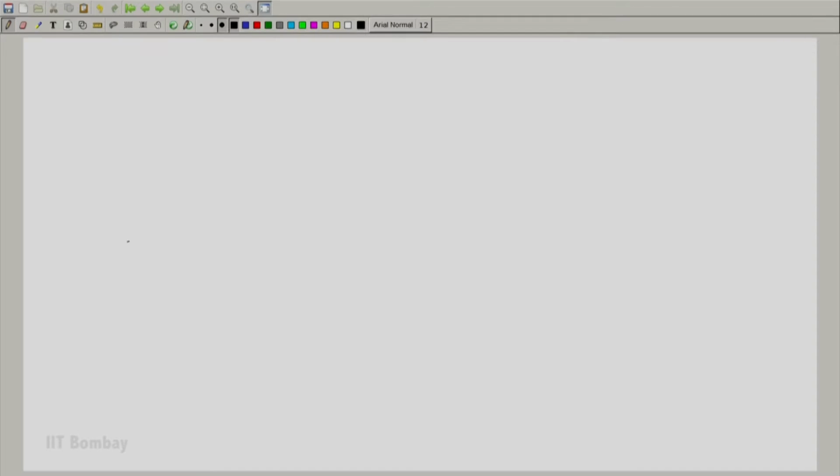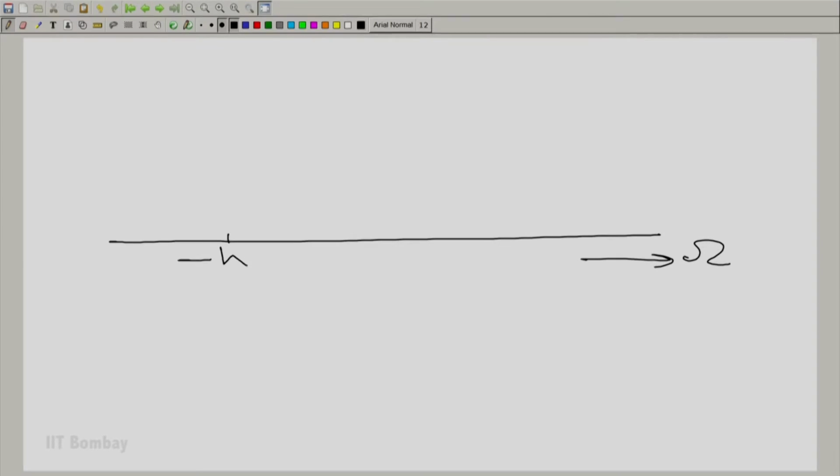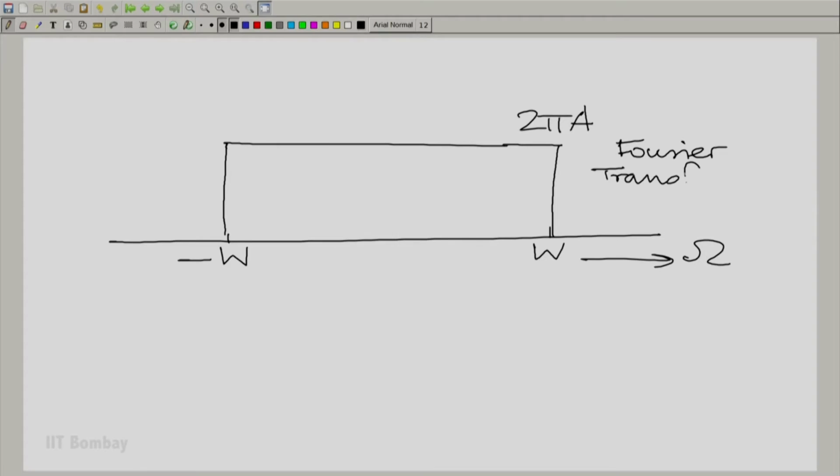So, let us draw that. On the capital omega axis, I have from minus W to plus W, and the height is essentially, it would have been just a if I did not have the scaling, but here it is 2 pi times a. That is the Fourier transform of capital X.